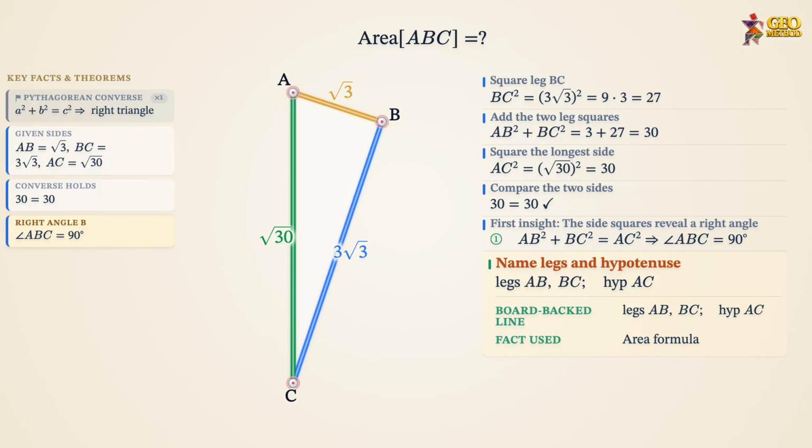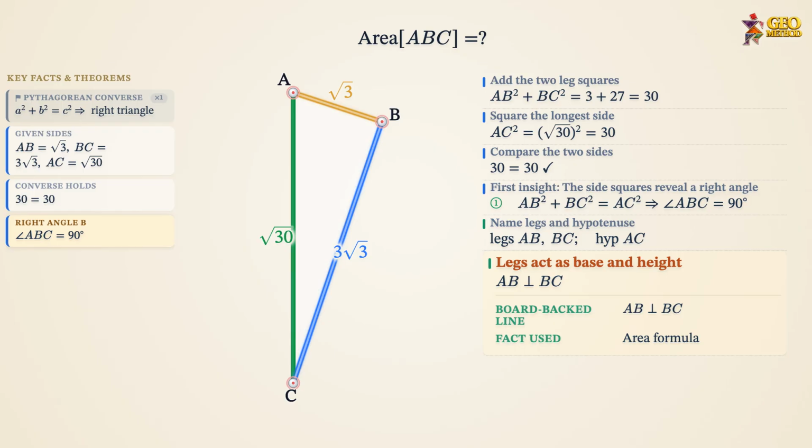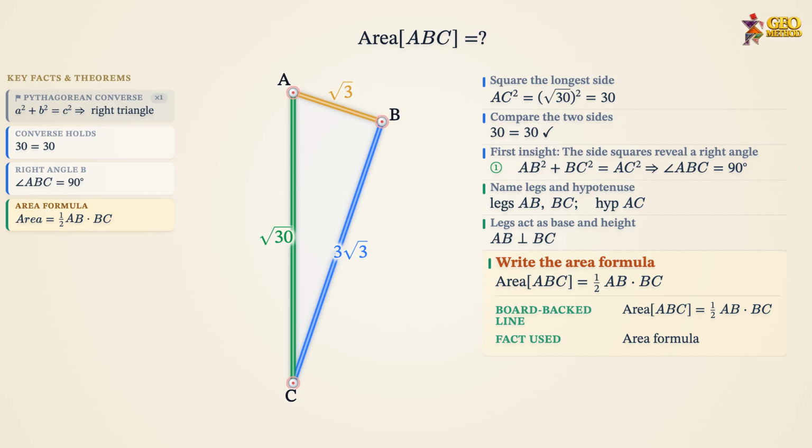So sides segment AB and segment BC are the two legs of the right triangle, and side AC is the hypotenuse. This naming is exactly what we need for the area. Because legs segment AB and segment BC meet at 90 degrees, one leg can serve as the base and the other as the height. No extra altitude has to be drawn. The area of a right triangle is 1/2 the product of its two legs. So the area of ABC is 1/2 of leg segment AB times leg segment BC. That is the whole plan.